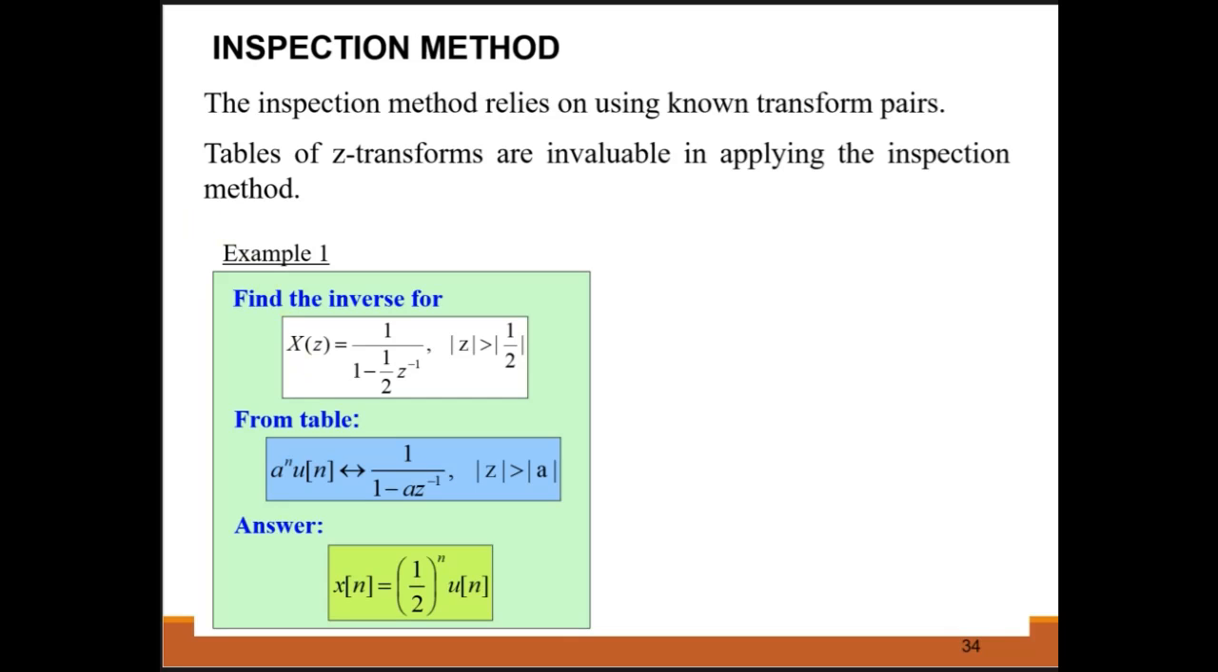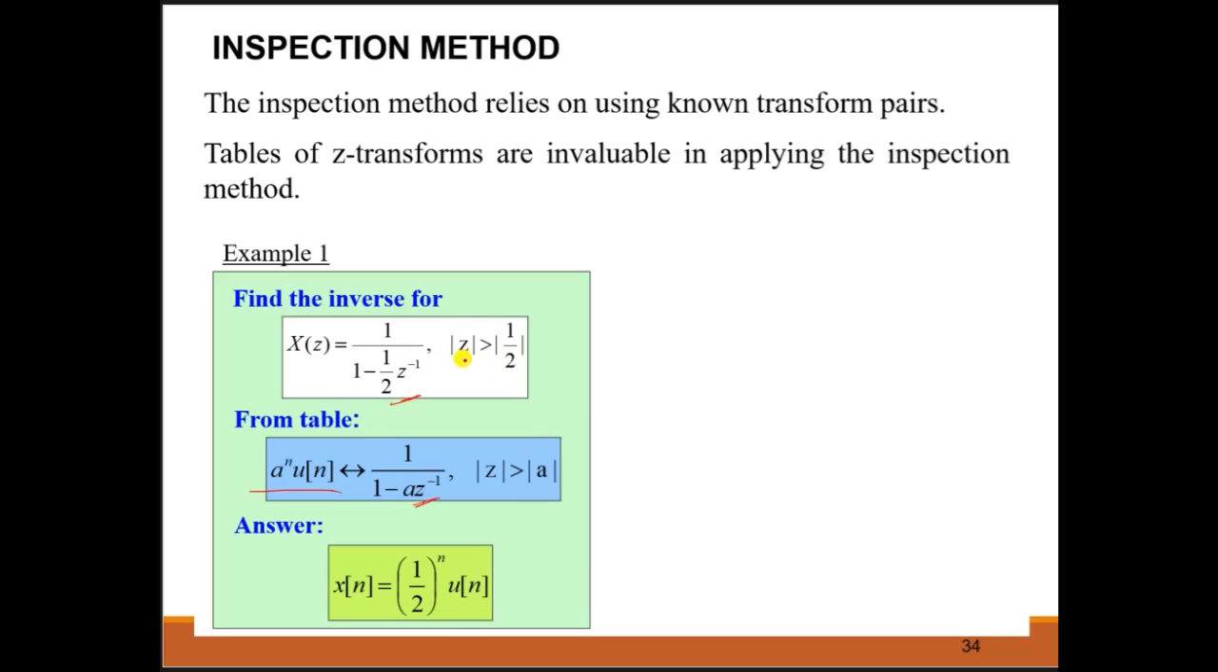Okay, for the inspection method, basically you refer to the table again, and then what you do is you look at the similarities. Okay, so to find the inverse of X(z), you look at the table, you see that it is similar to this, this is the same Z transform, so this is its sequence. So what you have to do is write out the sequence. Okay, write out the sequence.